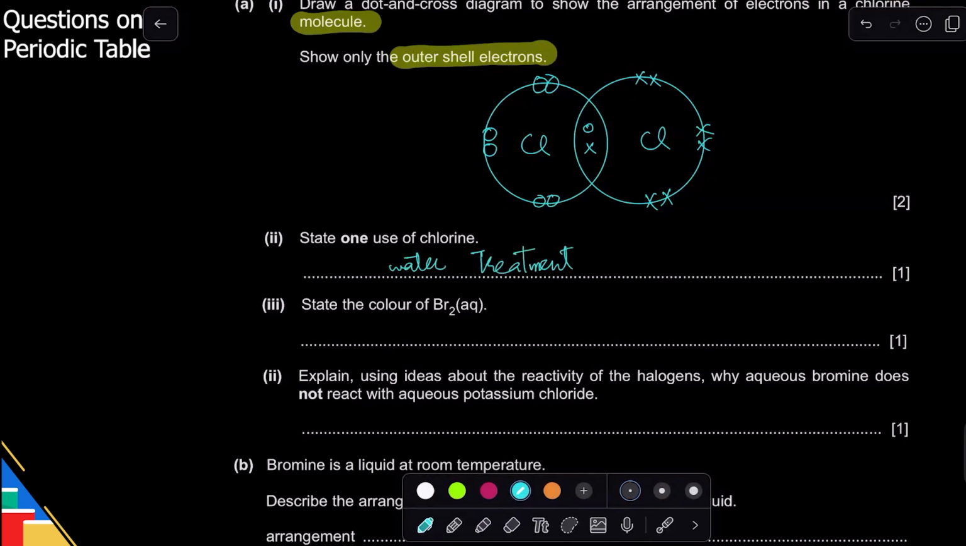Say the color of bromine. Now, there are many options for this. Three options that you can use are red brown, reddish brown, or orange. So you can write any of these three. They're all correct. So you can write red brown, or you can say orange.